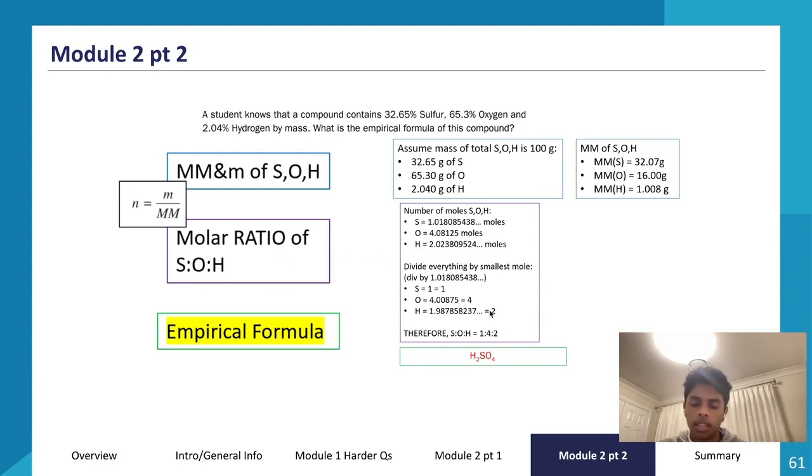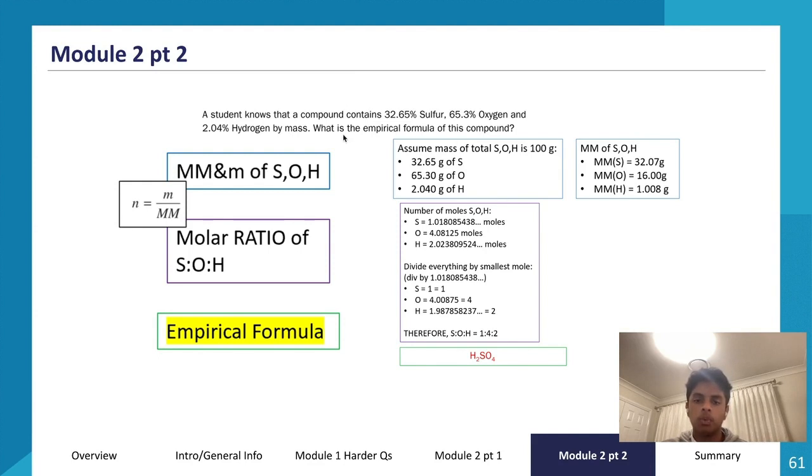So now we can plug this into our final empirical formula, by saying the empirical formula is H2SO4, or sulfuric acid. So that's how we would find the empirical formula for this unknown compound in both cases. So two types of questions: where they give you the mass and where they don't give you the mass. So that's how we would approach it.